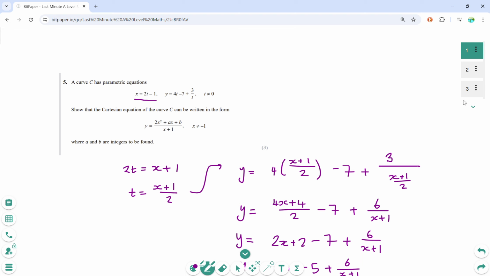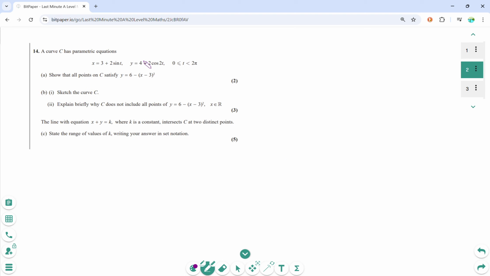Okay, so let's move on to a trickier type of question here. You can see these are trickier because we have trig now. They're asking for the same thing. They're saying, can you get rid of t and just have y in terms of x? So looking at this, the first thing to compare is, in fact, for any trig parametrics question, if you need to get rid of t, you need to think of a trig identity that links the two together.